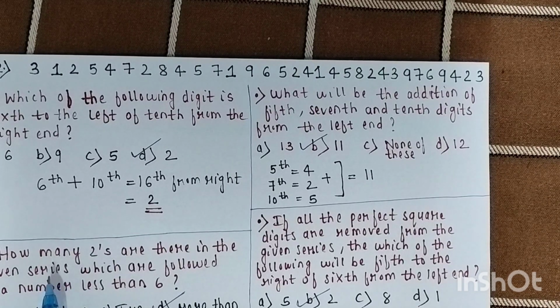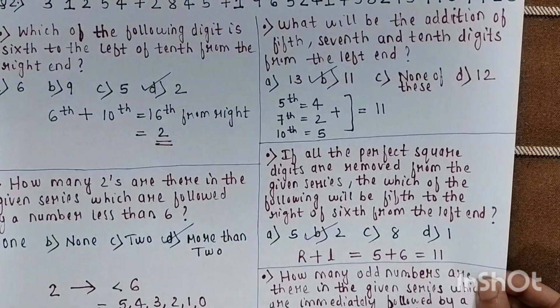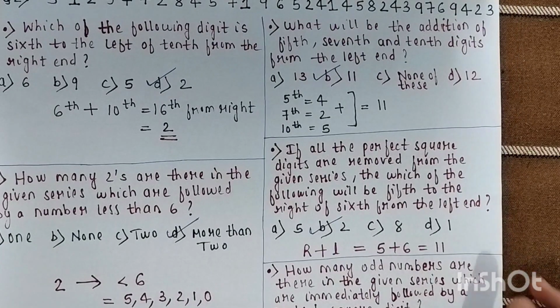Next. How many 2's are there in the given series which are followed by a number less than 6? You need to find out 2's which are followed by a number less than 6. So less than 6 can be what? 5, 4, 3, 2, 1 and 0.